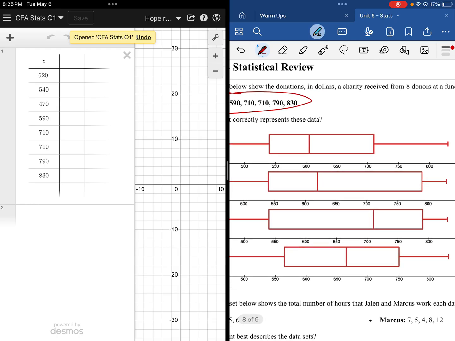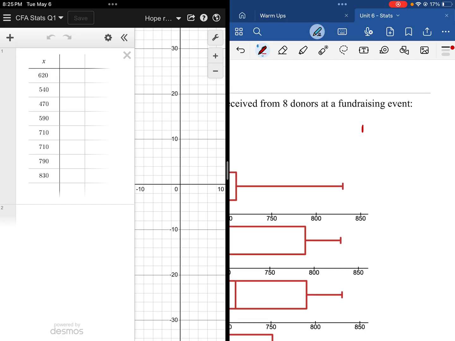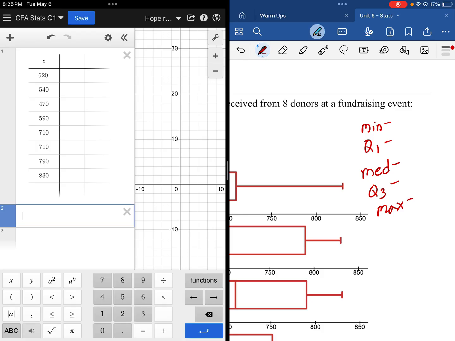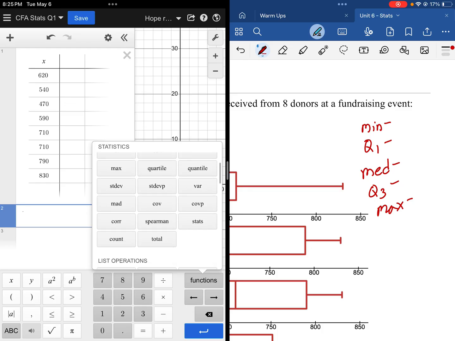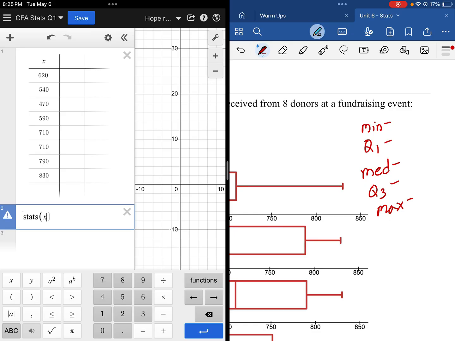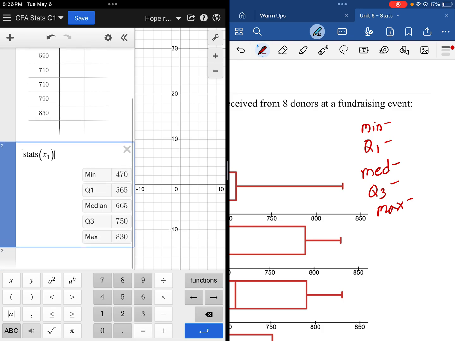I have our Desmos. And when we're looking at a box plot, we know that we need the minimum, the Q1, the median, the Q3, and the max. So if I need that in Desmos, I can do our 5-number summary under our statistics function. Where is it? Right there. Okay, I named our column X, so I'm just going to put X1 in there. There we go.